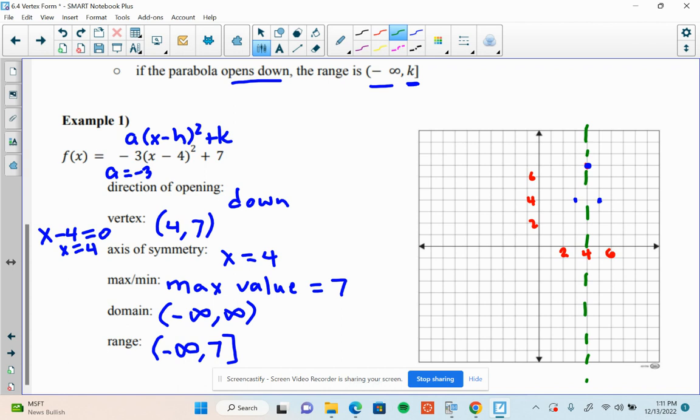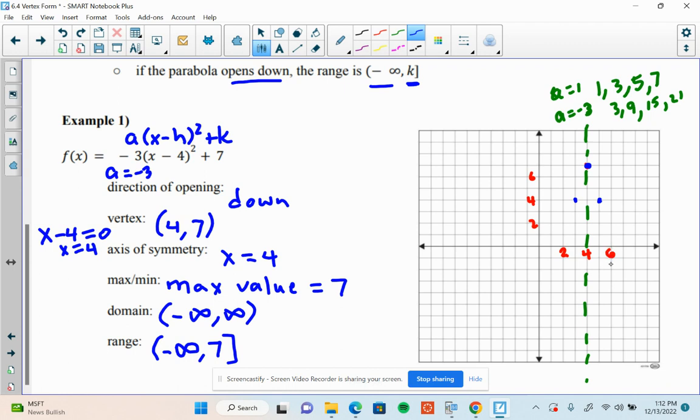I've also talked to my students about the 1, 3, 5, 7 pattern that we can use when a is 1. And then when a is, in this case, negative 3, we can use the 3, just multiply them all by 3: 3, 9, 15, 21, but we're going down. So from the vertex, we go to the right and down 3. Then from that point, we go to the right and down 9.